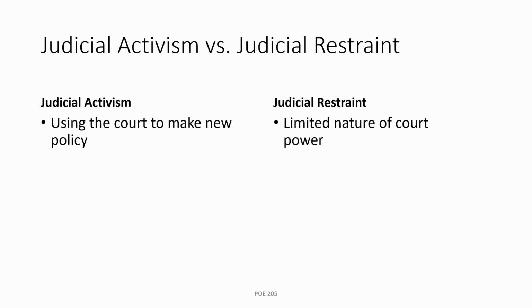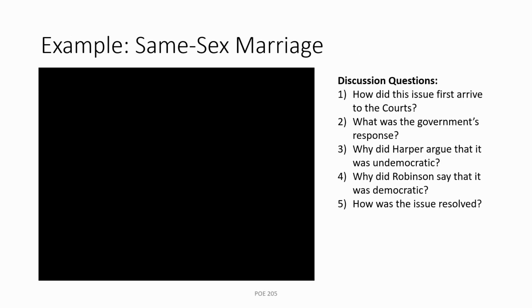This is contrasted with judicial restraint, which is the idea that the court really has a limited amount of power, and that they really should hesitate to strike down laws unless they're obviously unconstitutional, and really just allow lawmakers to make laws; that's not really their role. So to make a little bit of sense of all of this, let's look at a case study.